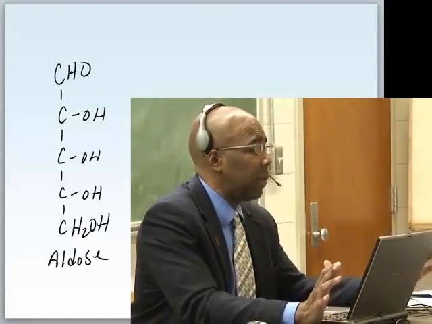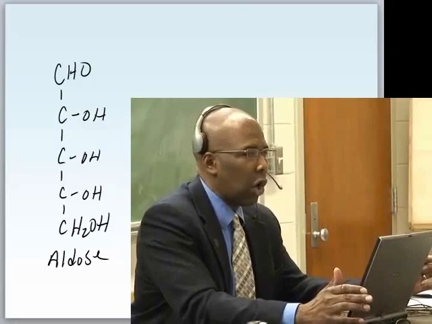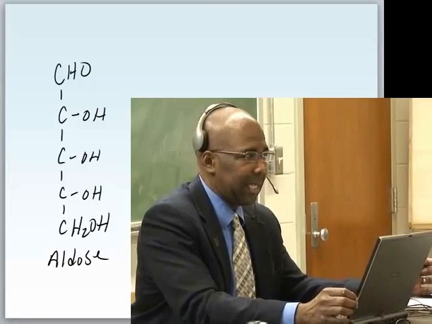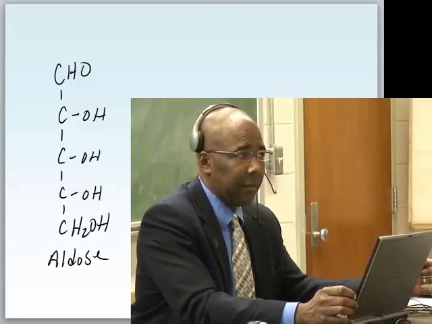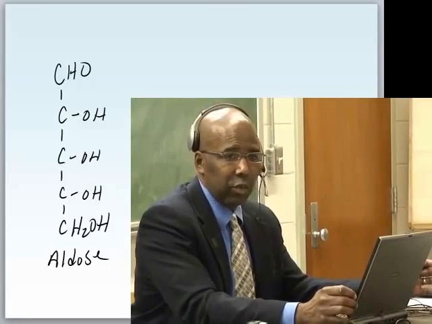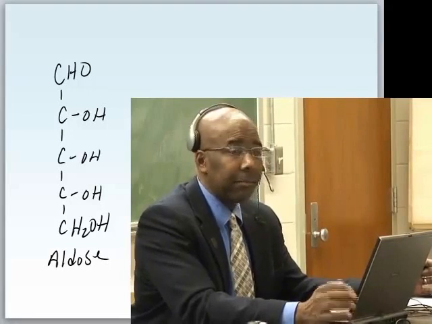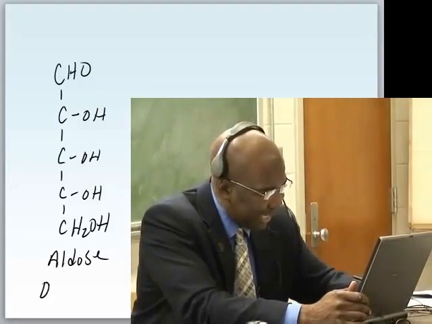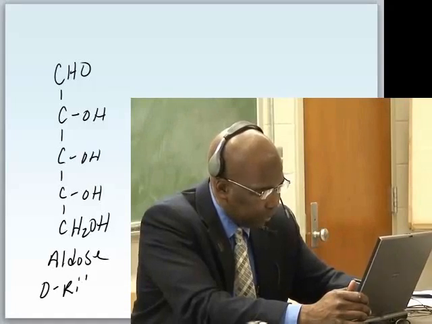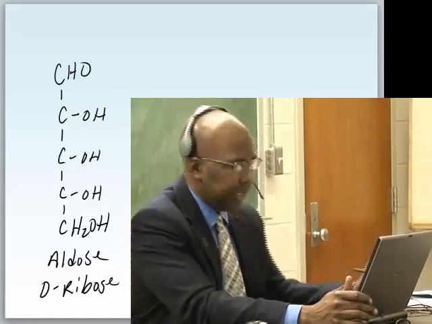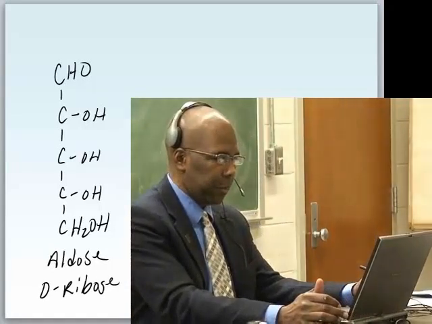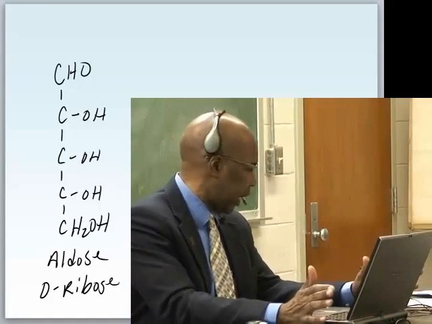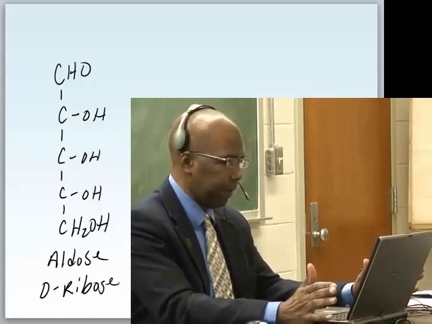Now, does anyone know the name of this famous carbohydrate? It's found in nucleic acids. Ribose, very good. This is ribose, D-ribose. And so this is D-ribose in the straight chain form.